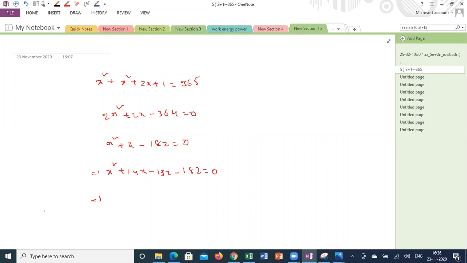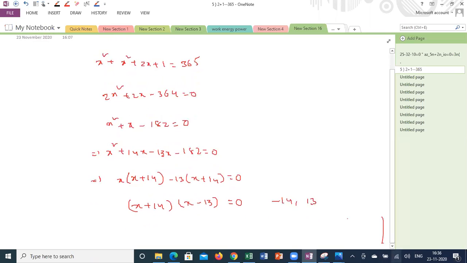Here also you are getting the same answer. Taking x common, x plus 14, minus 13 common, x plus 14 is equal to 0. So (x plus 14) into (x minus 13) is equal to 0. The answer is minus 14 comma 13, but the question says two consecutive positive numbers. So 13 comma 14 is one possible set. Minus 14 comma minus 13 is also one more possible set.